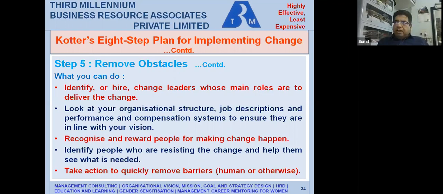Look at organizational structures. Are they becoming a constraint somewhere? Compensation systems. Is it geared to recognize? The next point also relates to that. If there is a recognition and reward according to recognition, then it will hasten the process of change. Identify people who are resisting the change we've talked about. Take action quickly to remove barriers. Right?